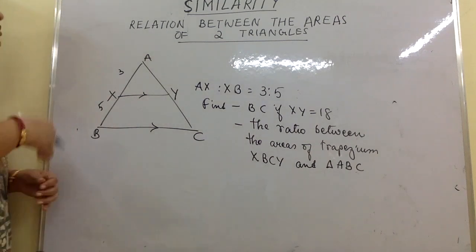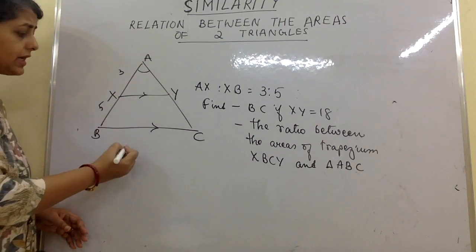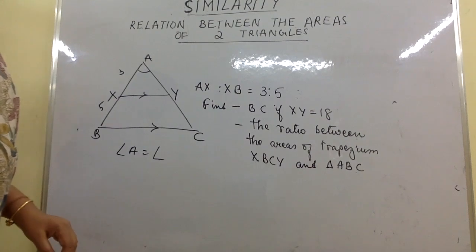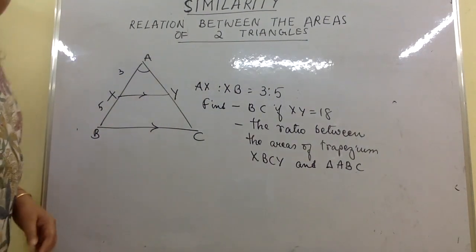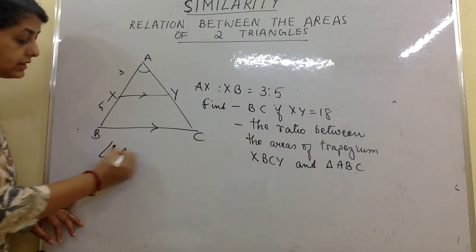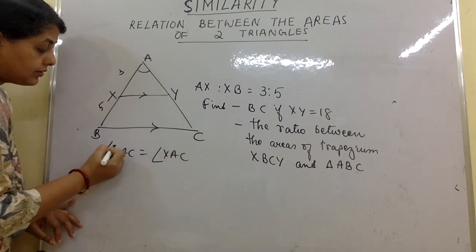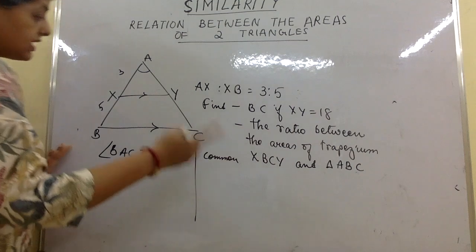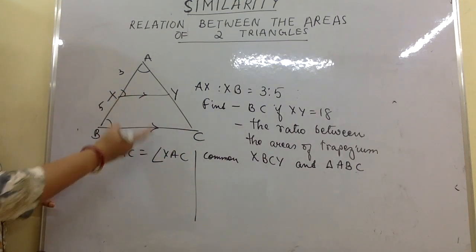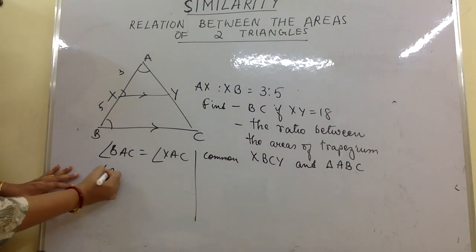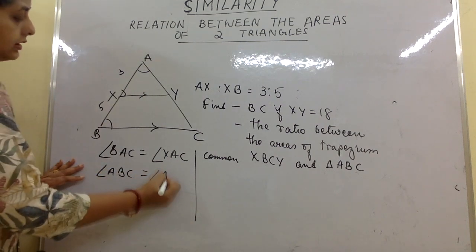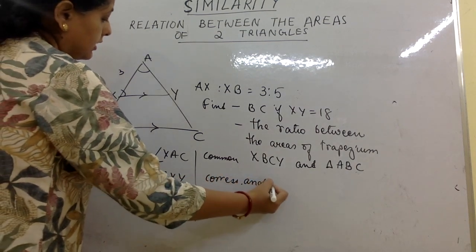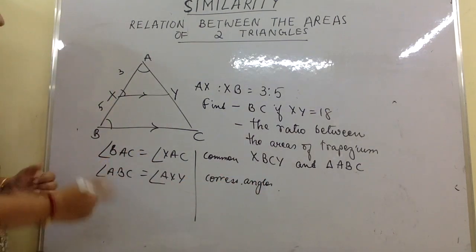So how do we prove that the triangles are similar? This is a common angle. Angle BAC is equal to angle XAY, because of common. Okay, so the next one is angle ABC is equal to angle AXY, again corresponding angles. Okay, so these two are equal angles.